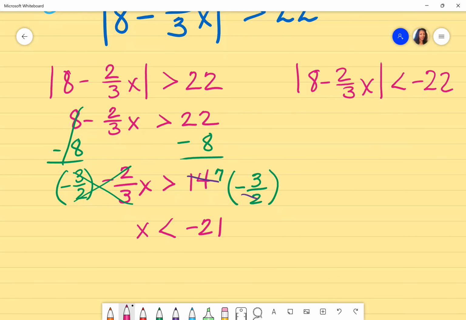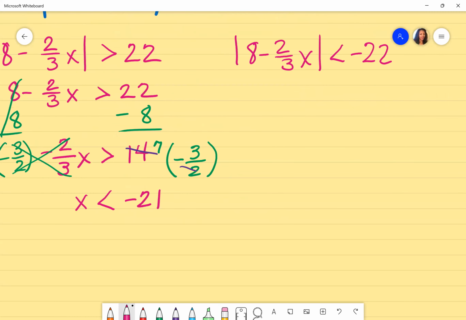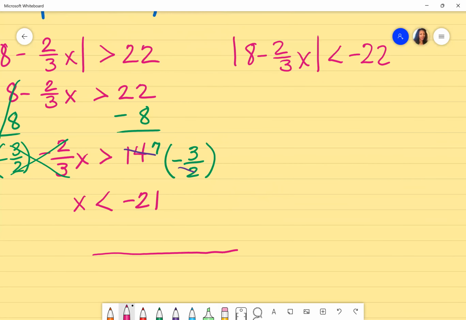So again, I am a visual person, so I'm going to go ahead and start a number line here. And again, I see this as an arrow, and I see X's are all the way over towards negative infinity, and the greatest number is negative 21. So all of these values can be X. That's what I see.